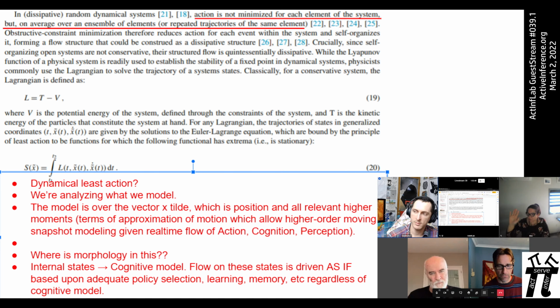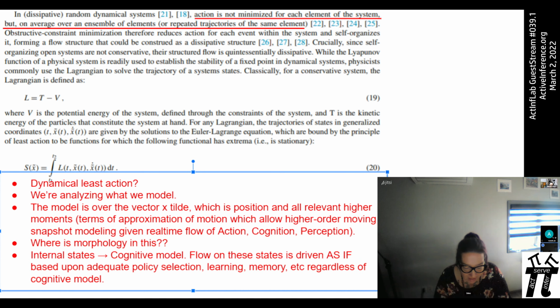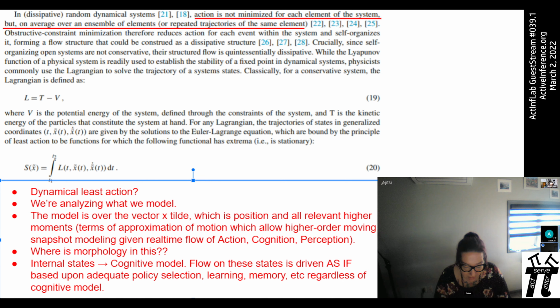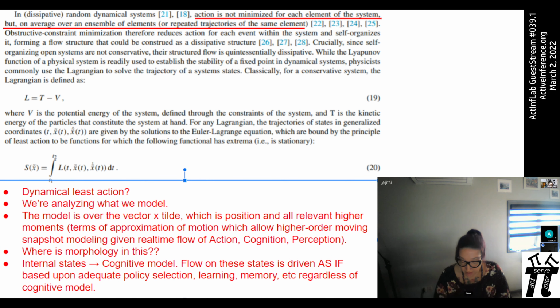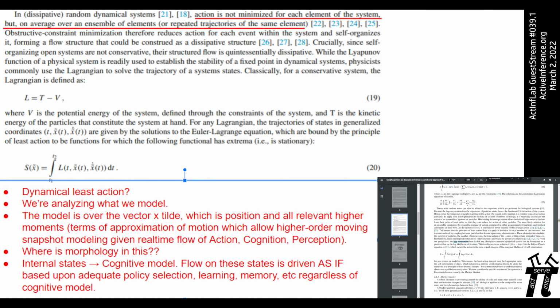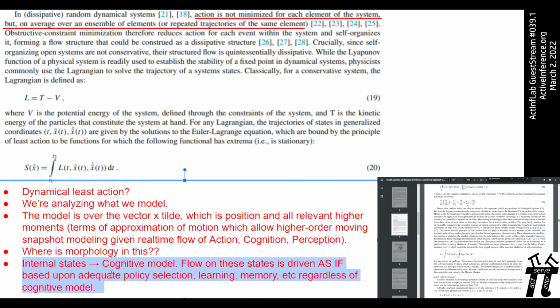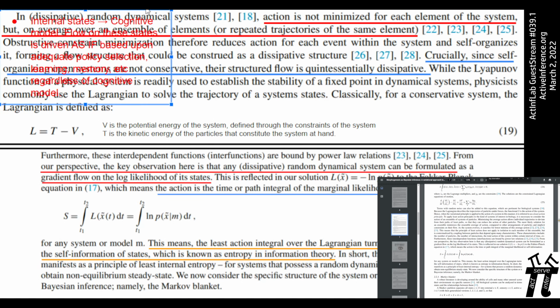Nice. Yeah, Blue. Thanks, Stephen. So just to go back to dynamical least action, I do think that's what they're referring to. At the very end of the section, the authors say, from our perspective, the key observation here is that any dissipative random dynamical system can be formulated as a gradient flow on the log likelihood of its states. This is reflected in our solution to the Fokker-Planck equation in 17, which means the action is the time or path integral of the marginal likelihood or self-information for any system or model M.